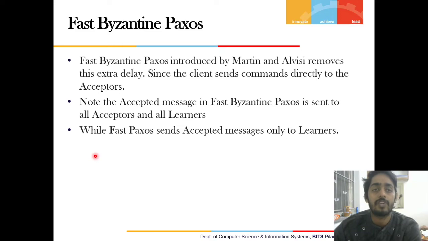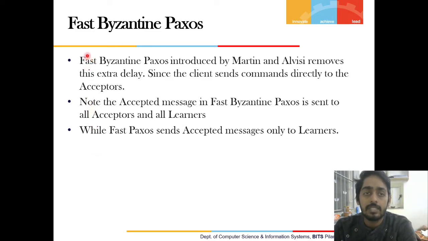So now what is fast Byzantine Paxos? Fast Byzantine Paxos is just an improved version in which the extra delay part is removed, introduced by Martin and Alvisi, since the client sends commands directly to the acceptors. So the leader part is again ignored, as happened in the fast Paxos. But the difference is that fast Paxos sent accept messages only to the learners, but this sends messages to the acceptors as well as the learners.